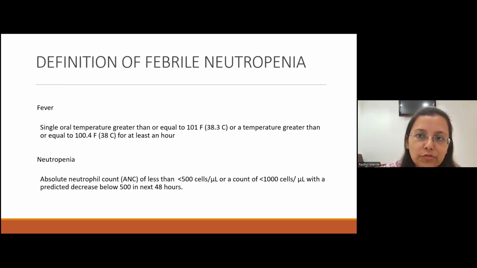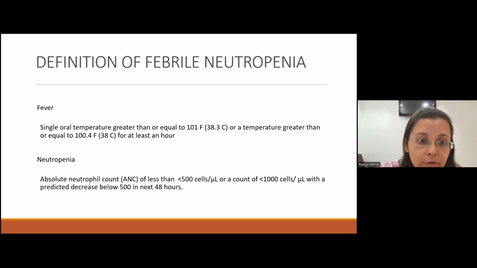So coming to the definition of febrile neutropenia, as the term suggests, it is fever in a neutropenic setting. Fever temperature is very important. A single oral temperature greater than or equal to 101 Fahrenheit or 38.3 degrees Celsius, or a temperature of 100.4 Fahrenheit or 38 degrees Celsius for at least an hour. If you're taking axillary temperature, the cutoffs are slightly different. It is 37.8 Celsius, single reading, or 37.5 Celsius for at least an hour.